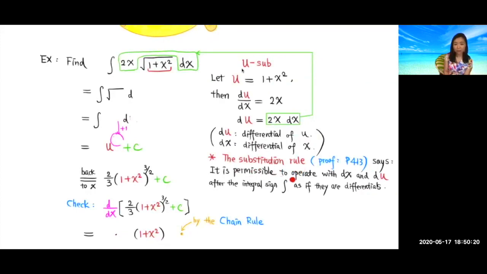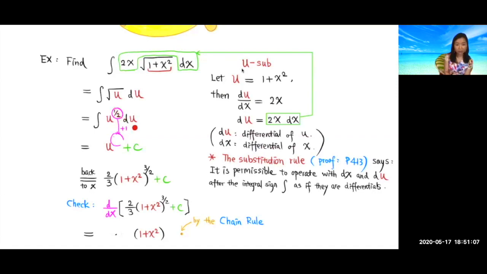The substitution rule says that it is permissible to operate with dx and du after the integral sign as if they are differentials. So this part here is going to become the square root of u, and this 2x dx is going to become du. Now let's rewrite this square root of u in power form, and that will become u to the 1/2 power. We know how to find the antiderivative of u to the 1/2 power.